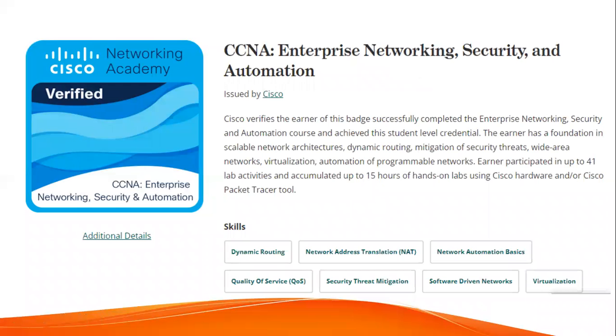At the end of this program, you're going to get the Networking Academy badge that shows that you understand what dynamic routing means. You can explain and you have skills in NAT, that is network address translation. You understand some network automation basics. You understand how to implement quality of service, security threat mitigation, software-driven networking, at times called software-defined networking, and of course you could implement virtualization.